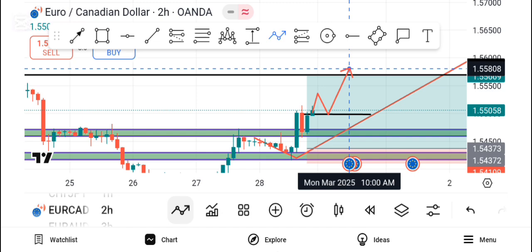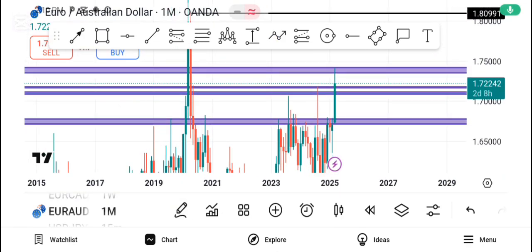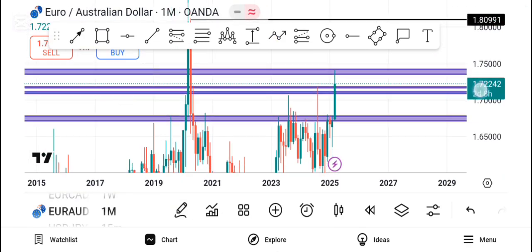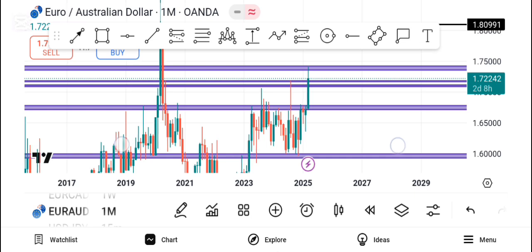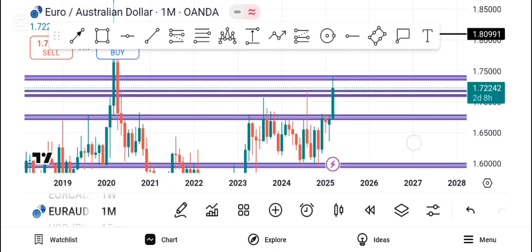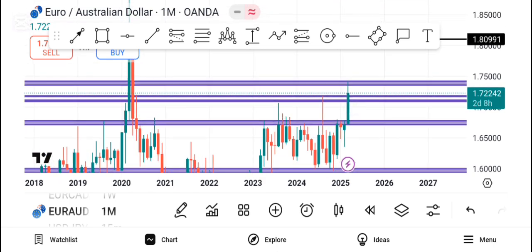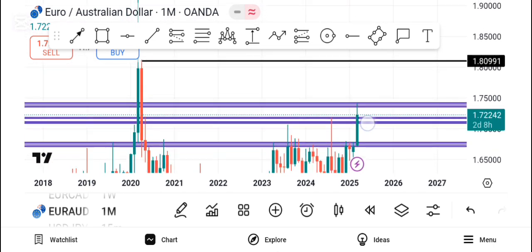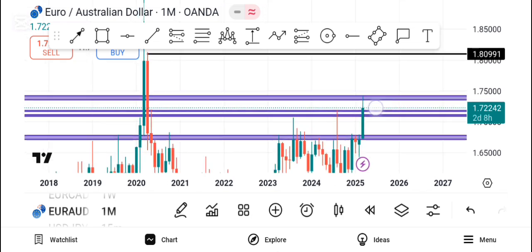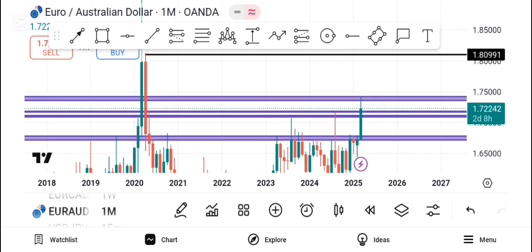Next, this one is Euro AUD. So let's start the analysis from the monthly time frame. In the monthly, what do we see? You can see an uptrend, and it has made contact with this monthly resistance level. So is the price going to cool down from here, or is it going to return back to that monthly level? Let's go down to the weekly time frame and see what the price is going to do.